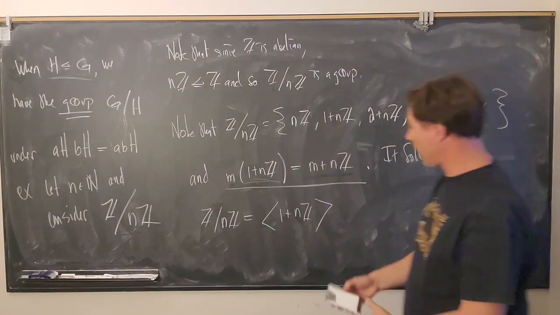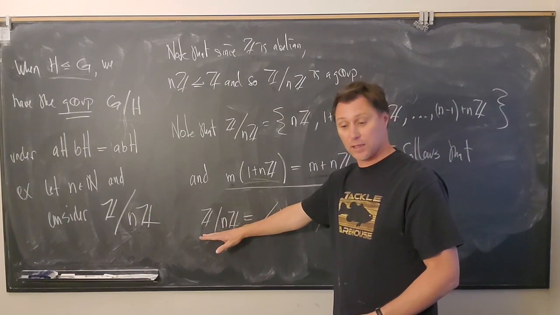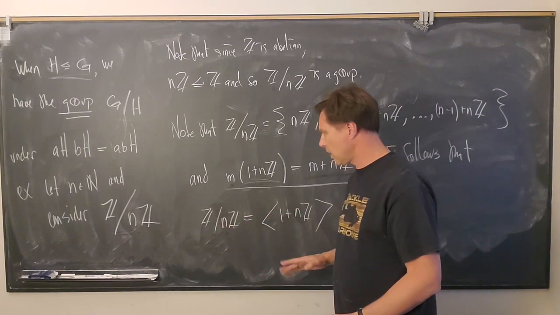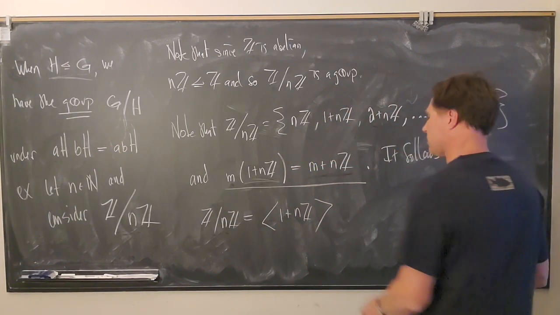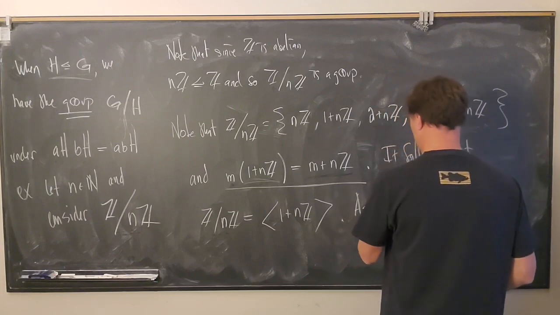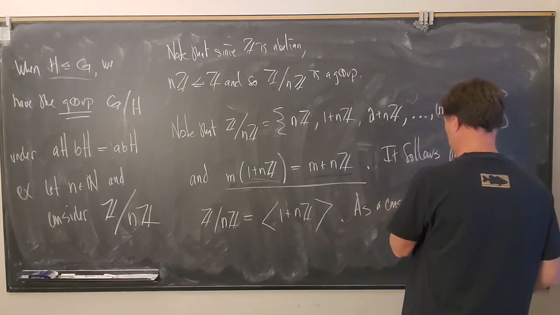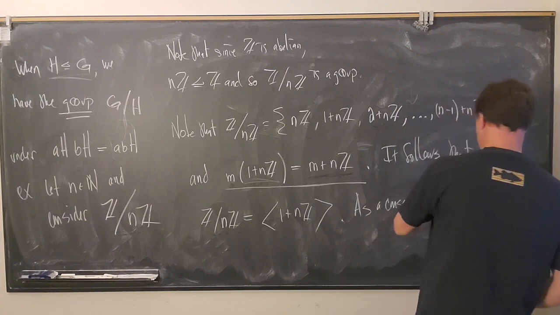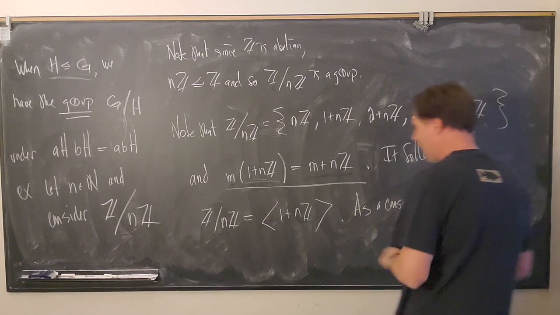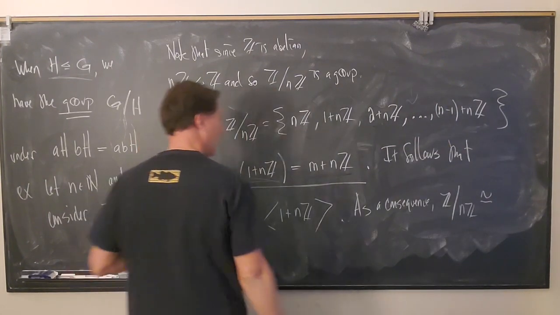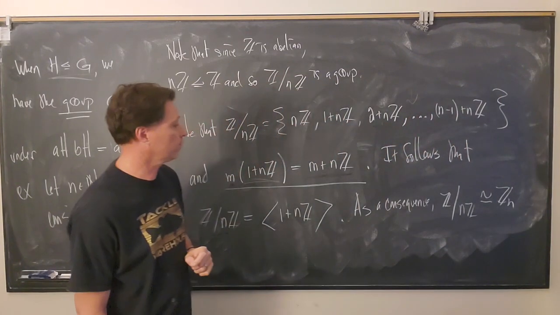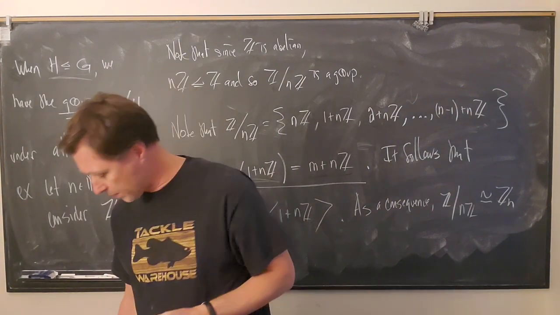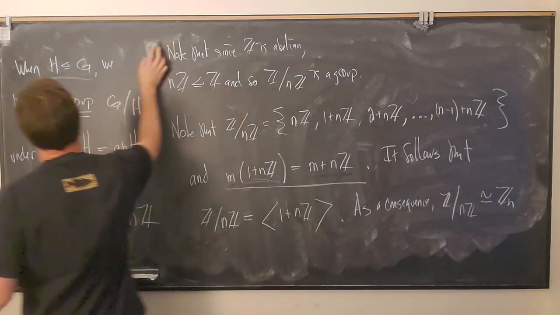Now we've shown that Z mod nZ is cyclic. Its order is exactly n. And so as a consequence, every cyclic group of order n is isomorphic to Zn. Okay, so there's our first example of a quotient group. Let's look at another one.